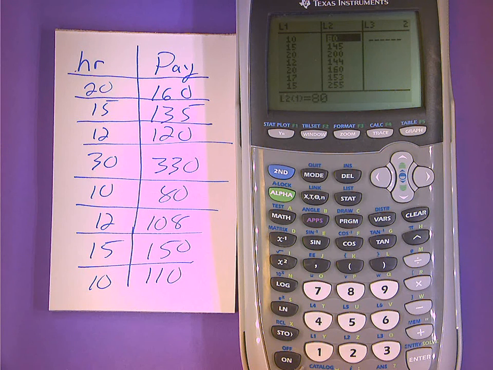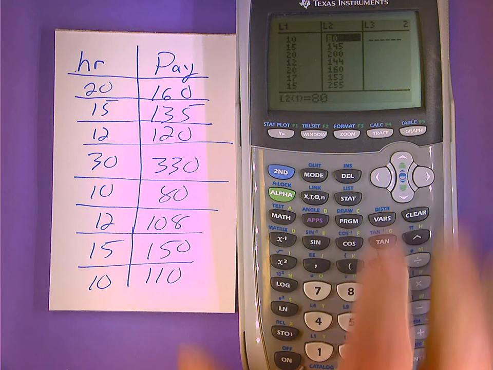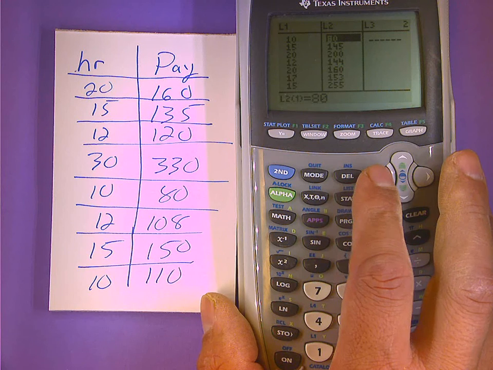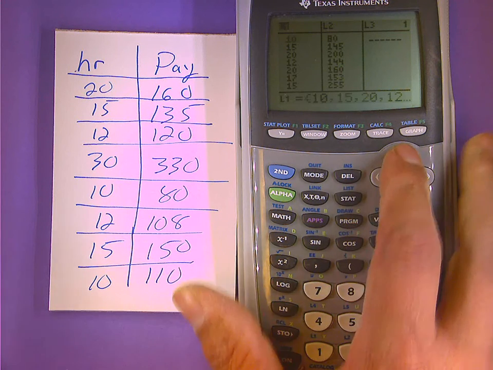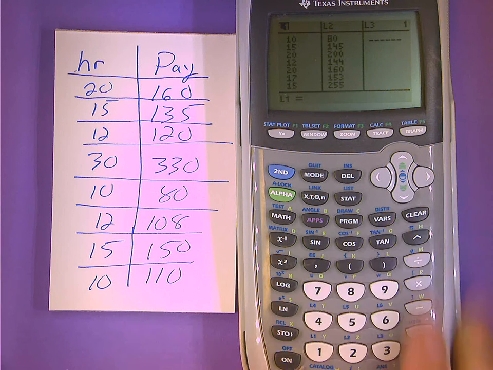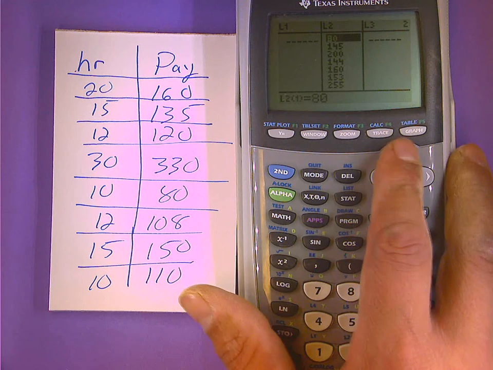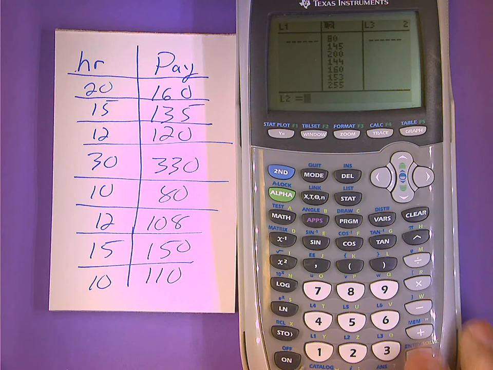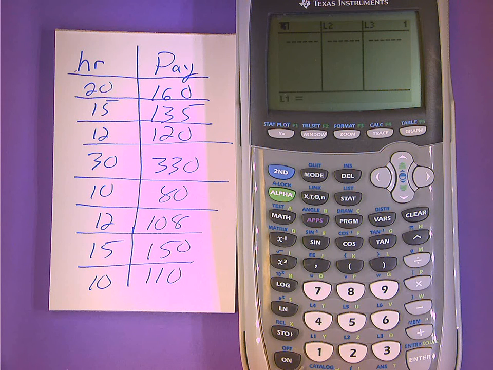Now, if you see data inside of your statistics lists, you should see L1, L2, L3. I'm going to go to the top and push Clear, never ever Delete, to get rid of any data that we see there. Okay, once we have cleared our data, we're going to enter the data in.